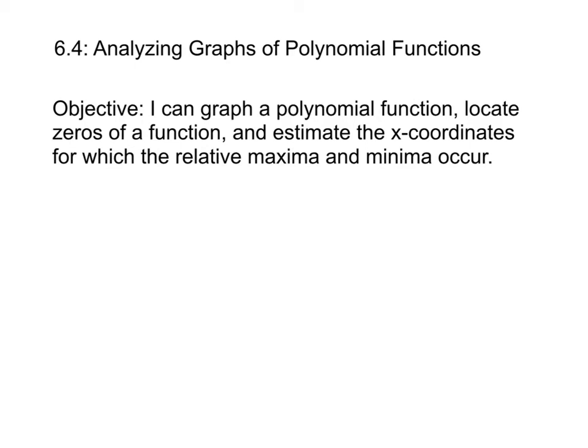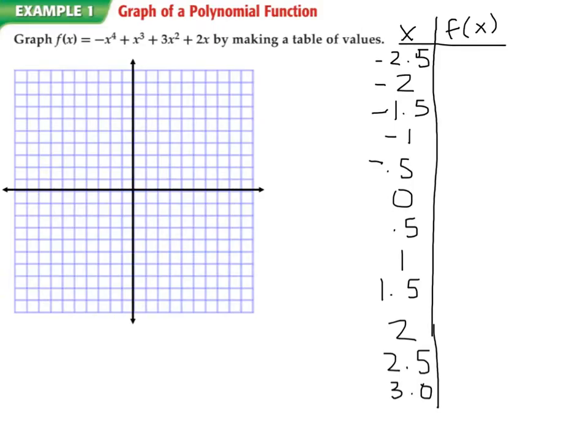This is section 6-4, analyzing graphs of polynomial functions. Our objective today is: I can graph a polynomial function, locate zeros of a function, and estimate the x-coordinates for which the relative maxima and minima occur. Let's go ahead and take a look at example 1.